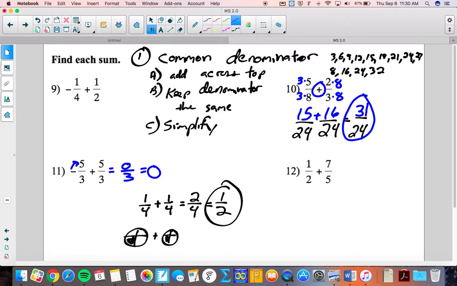Number 9. Let's do number 9. I love number 9, yeah. Let's look for a common denominator there. So you're thinking, what number does 2 and 4 multiply into? So you could list the multiples of 2 and the multiples of 4.